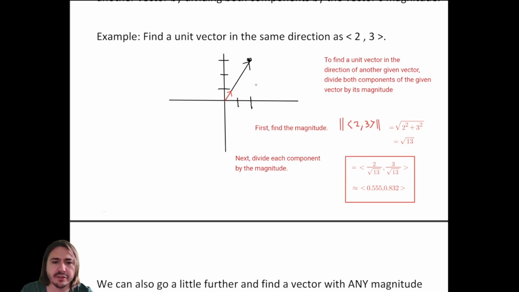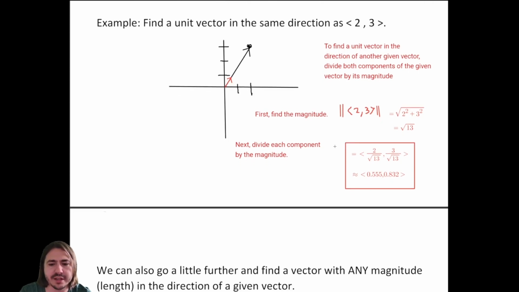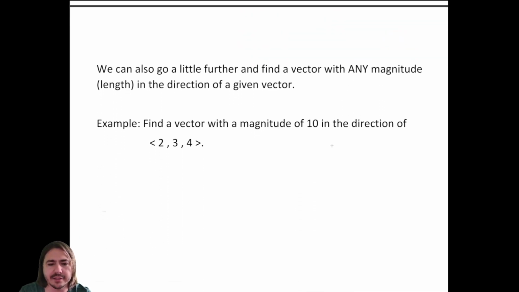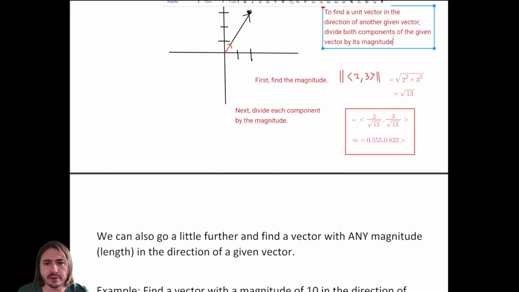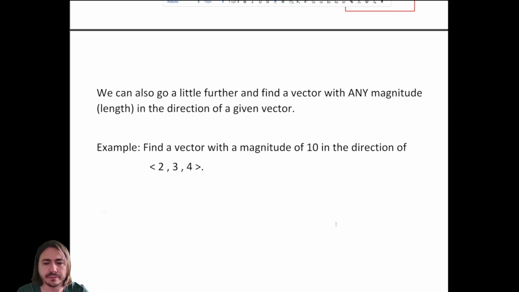Now, this is how we can find a vector that is a unit vector in the direction of a given vector. But we can take this a step further and find a vector of any magnitude that is going in that direction. So let's say we have this 3-dimensional vector, and I want to find a vector that's going the same direction but has a magnitude of 10. Okay. So to do this, you're going to do exactly what we did before. So we're going to find the unit vector.